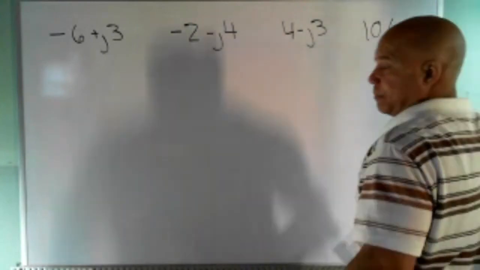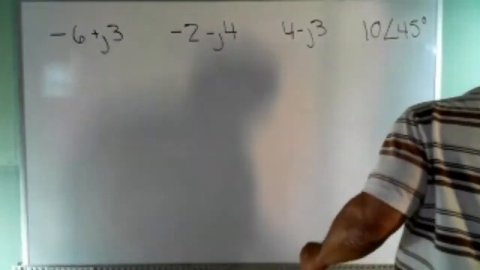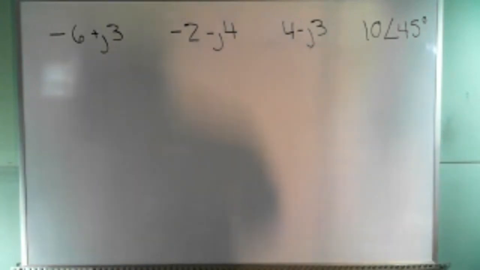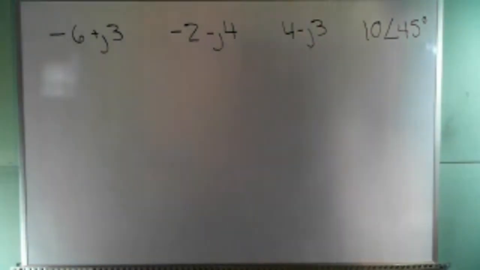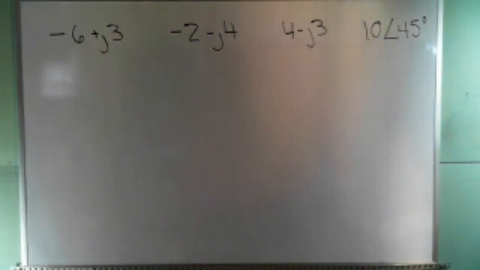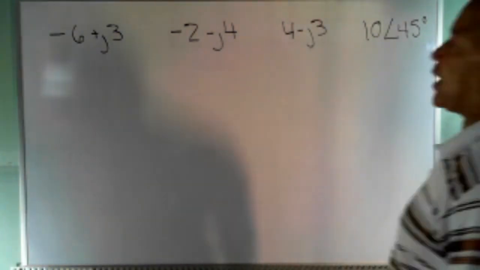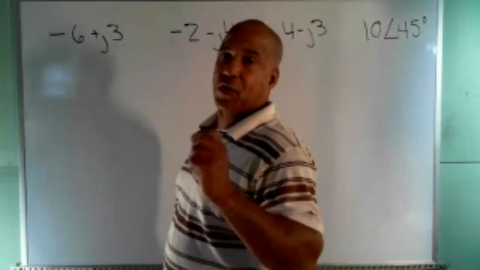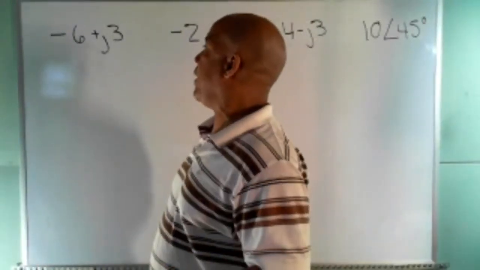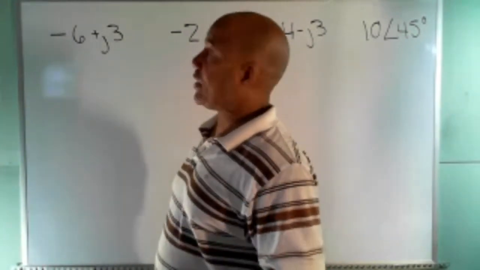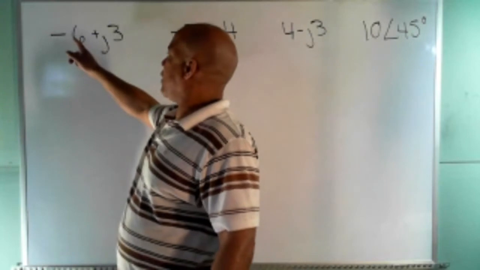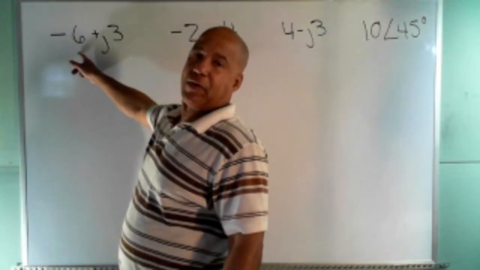All right. So let's go ahead and look at this together. So the first thing you gotta do is check the quadrant. If you're in quadrant one or four, you're okay. If you're in quadrant two or three, you gotta add 180 to the degrees when you do your inverse tangent. What quadrant is this in? This is in quadrant two. So when I do my angle, I gotta add 180 to it.